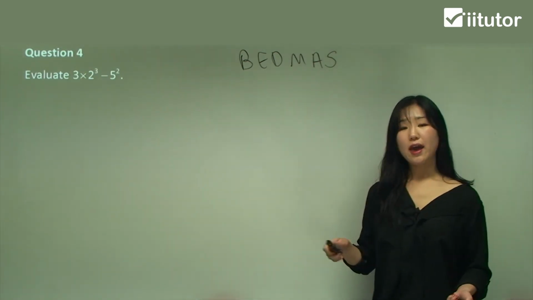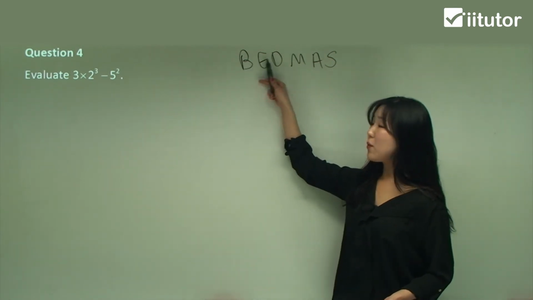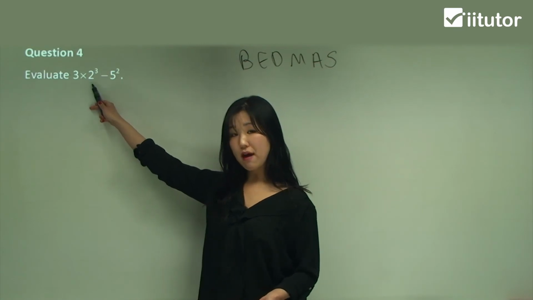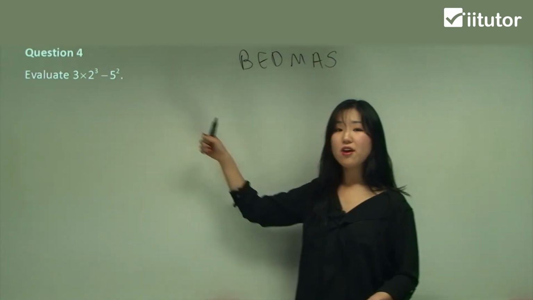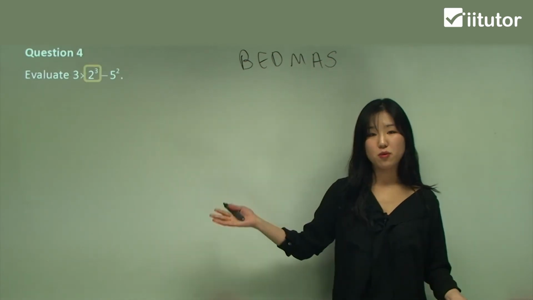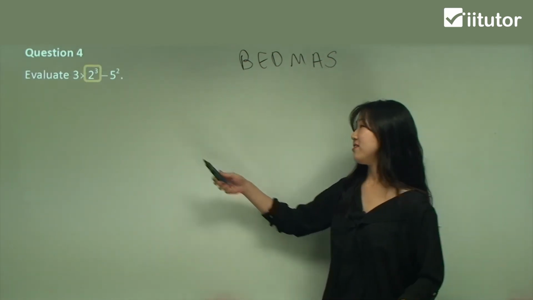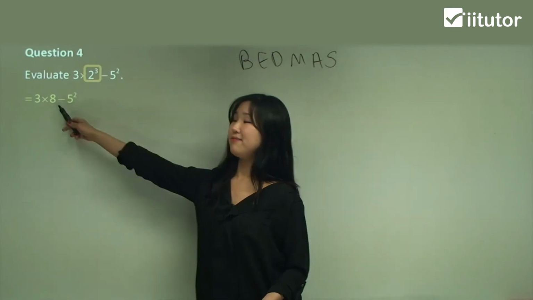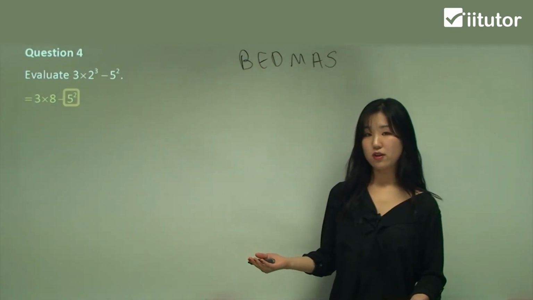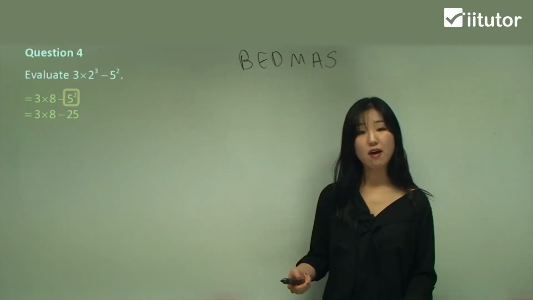Question 4. Okay, so we don't have any brackets, but we have some exponents, don't we, here? See how we have powers? We have 2 to the power of 3 and 5 to the power of 2. So that's what we're going to be simplifying first. Now the first one I'll simplify is just the first one that comes first in the line. So 2 cubed, what's that? 8. And then 5 squared, so that's the second exponent. Let's simplify that now. It's 25, isn't it?